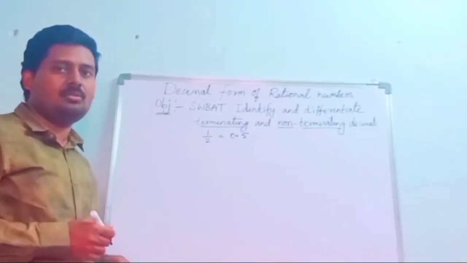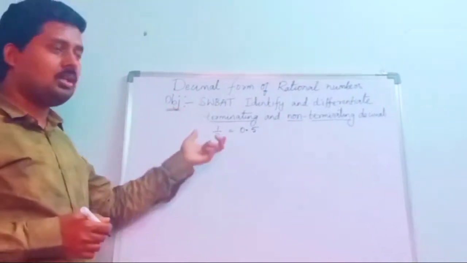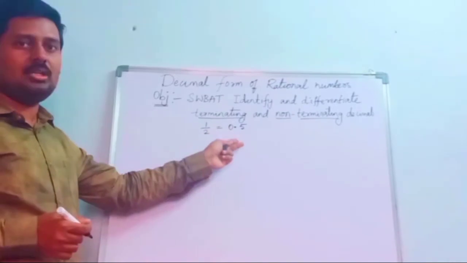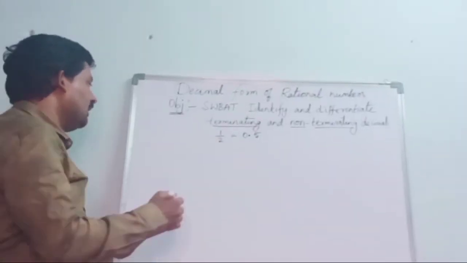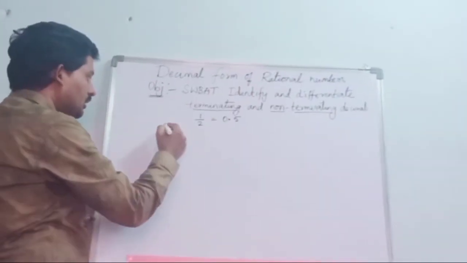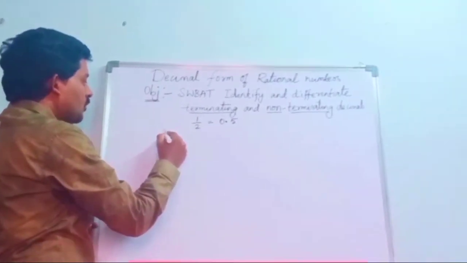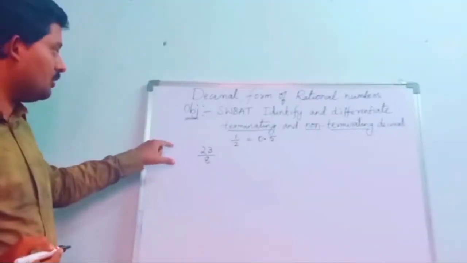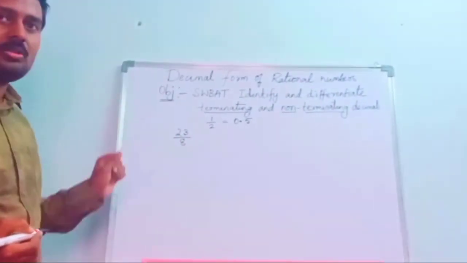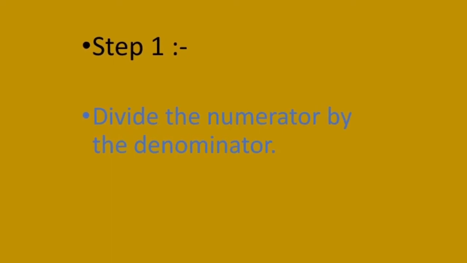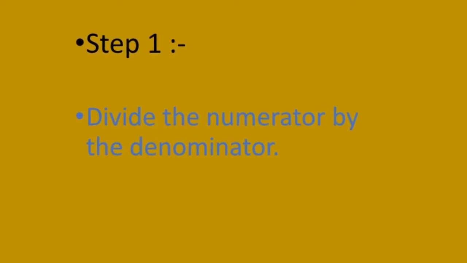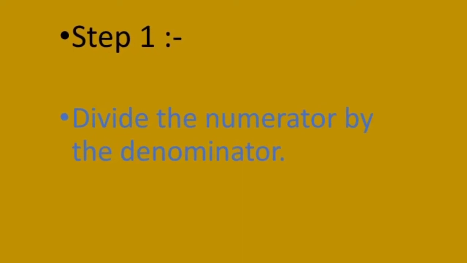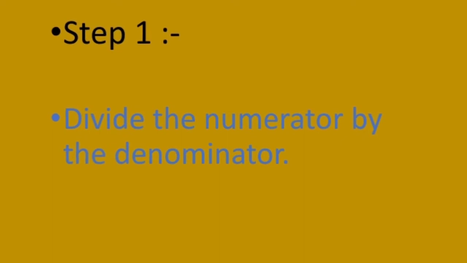In this video we will try to learn what steps are involved to change a rational form into a decimal form. For this example, let us take a smaller number, that is 23 upon 8. This is a rational number, p by q form, where q is not equal to 0. We will apply this procedure to get the decimal form of this number. What is the first step? The first step says divide the numerator by the denominator.